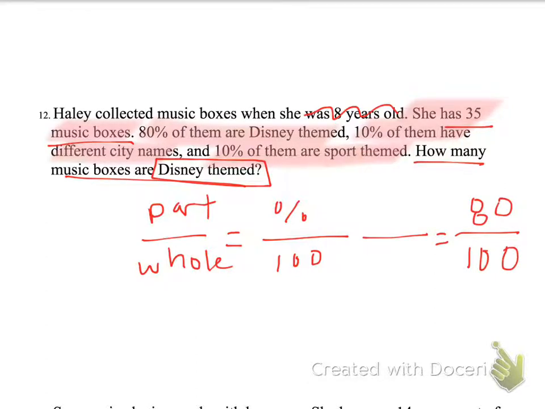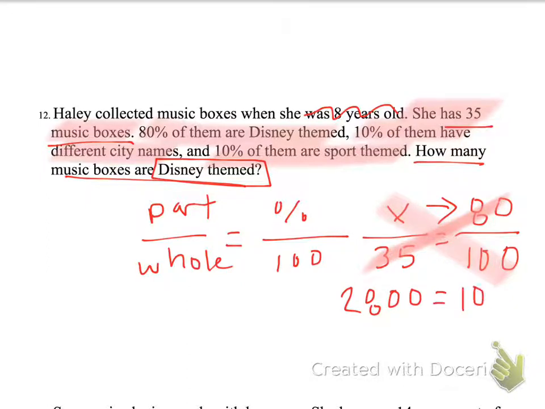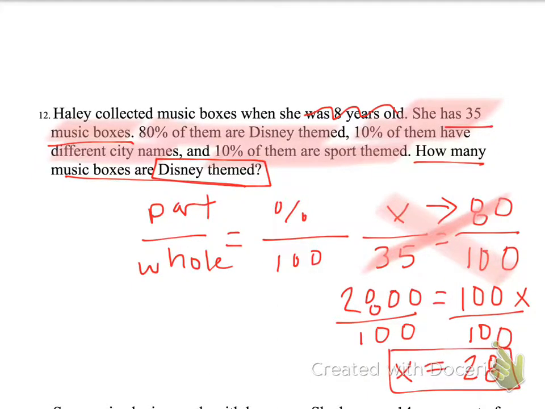So I need my whole. My whole is going to be the 35 music boxes. And then my X is going to be how many are the Disney. So those are Disney. 80% is Disney. When I cross multiply, I get 35 times 80, which is 2,800, equals 100x. So when I divide by 100, I get that there are 28 Disney themed boxes.